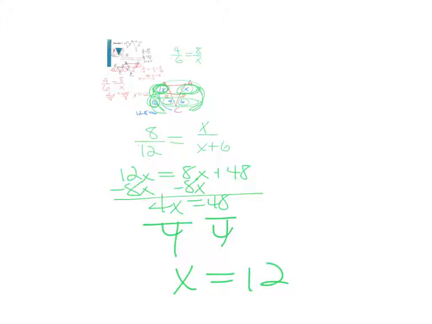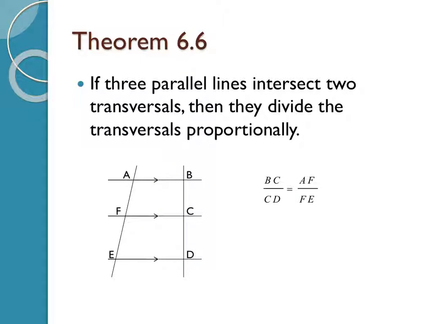All right, let's look at another one. Anybody still need this slide? Okay. Theorem 6.6. Again, you don't need to know that it's called Theorem 6.6. Know what the theorem states. And what the theorem states is if 3 parallel lines intersect 2 transversals, then they divide the transversals proportionally. So here are my 3 parallel lines. Here are my 2 transversals. And it's going to make all these little sections here that will be proportional.